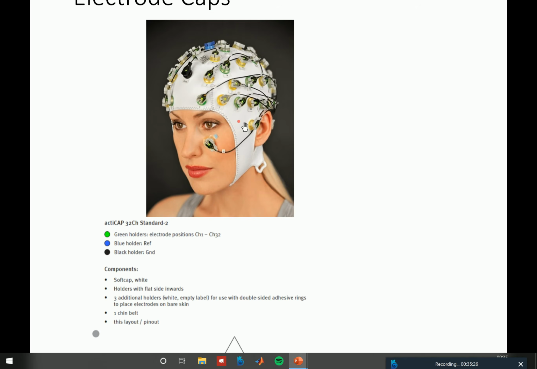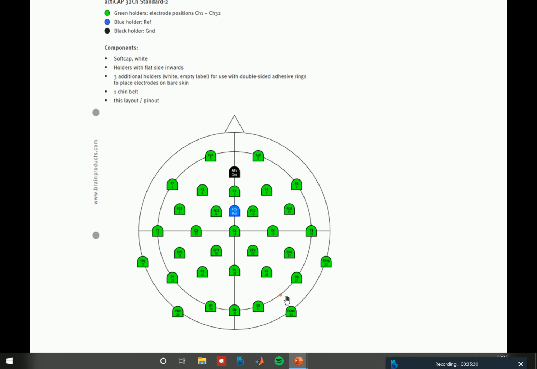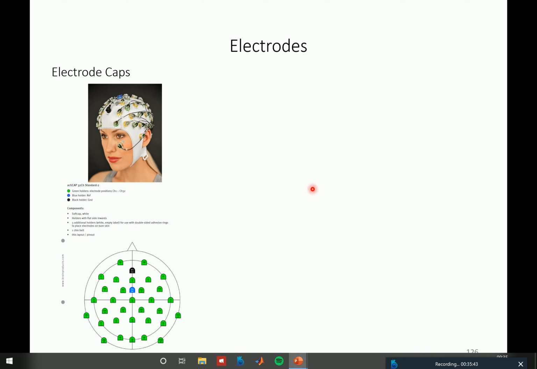As I said, we often use ActiCap 64, and there you have exactly the same kind of sheet, and then you just have more electrodes. There's also an ActiCap 128. We won't set that up, but that was a little bit annoying because it's a lot of electrodes.